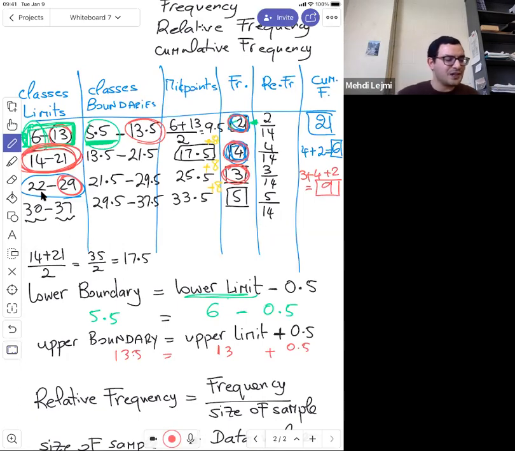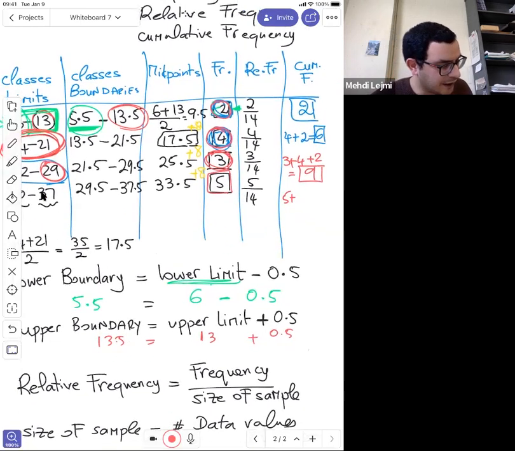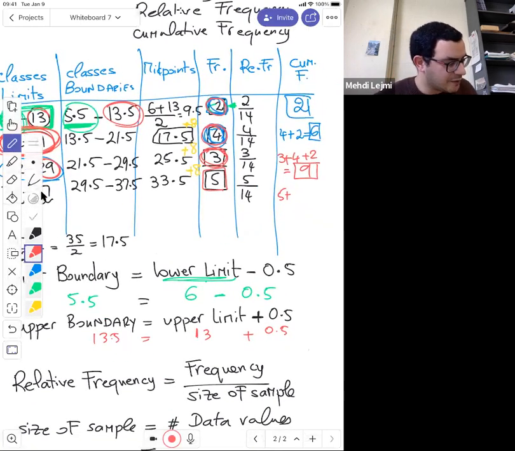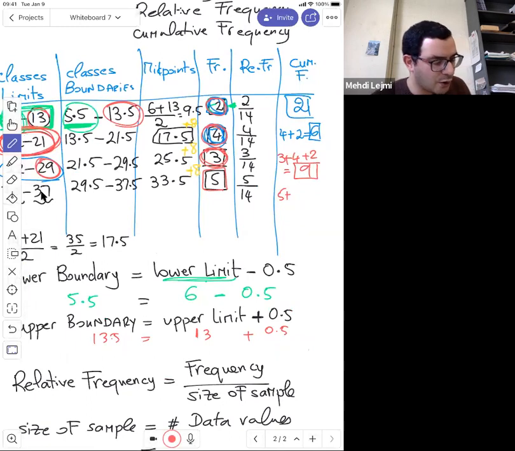So the cumulative frequency of the third class is 9. And now for the last class, we take the frequency of the last class, which is 5, right? So that's 5 plus, and then we add the frequencies of all the previous classes. We have the third class, which is 3, the second class, which is 4, and the first class, which is 2. So the total here would be 14. 5 plus 3 is 8, plus 4 is 12, plus 2 is 14.